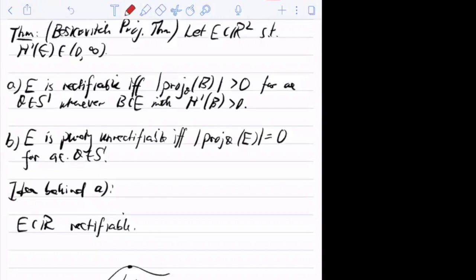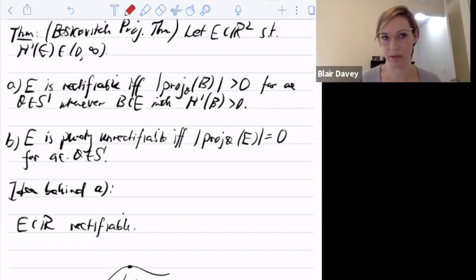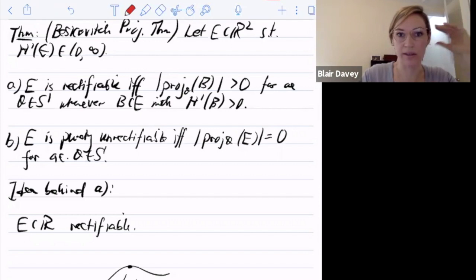Okay, so I want to talk about part B of the Besicovitch projection theorem. These projections and what they have to do with unrectifiability. To verbally restate part B of the theorem that I've just written down, the Besicovitch projection theorem asserts that if I take a subset E of the plane that has finite length in the sense of Hausdorff and is purely unrectifiable, which means that its intersection with any Lipschitz graph has zero length, then almost every linear projection of E to a line will have zero measure.